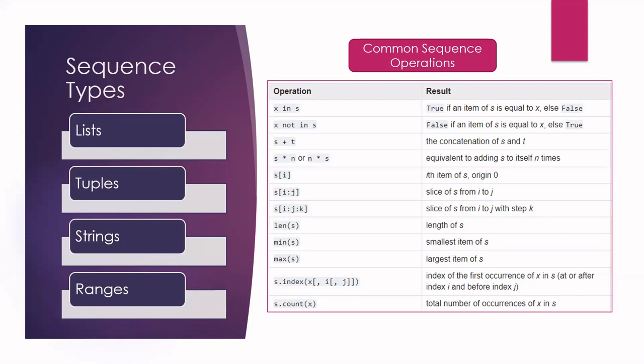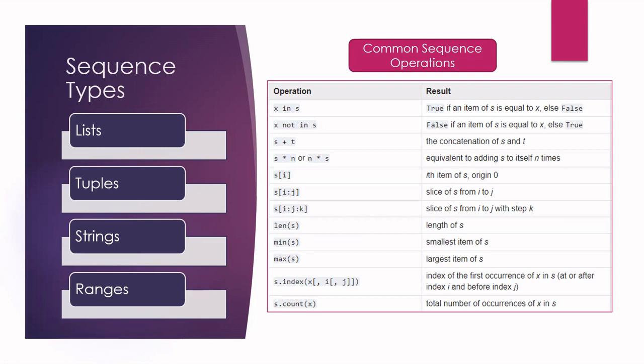Now len is a function. When you send the sequence to the function called len, which is short for length, it gives you the size of the sequence. Minimum gives you the smallest value, maximum gives you the biggest value. Now the one thing I want to emphasize here: this looks like a function, right? So when we say s dot index, index is a function. Because we see this parenthesis, we know that means function, right? But what is happening here?